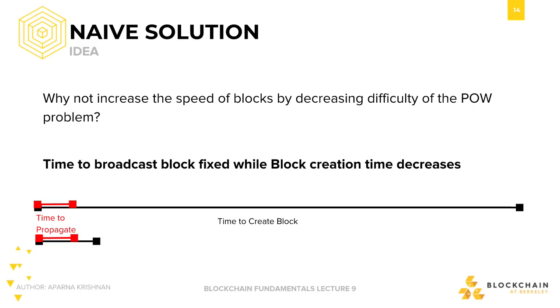Does that make sense to everybody? If we reduce the amount of work you had to do to prove that you had done work, that is maybe not the best way to increase our speed. It seems like we're compromising security in favor of just speed. Does that make sense? Just the intuition.